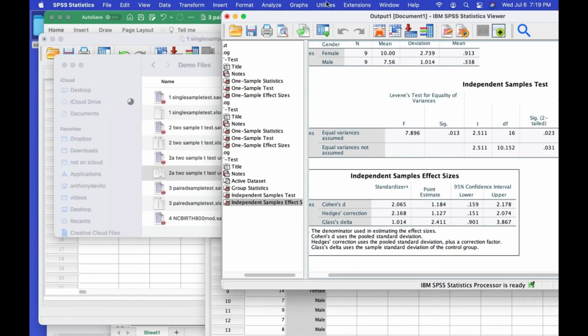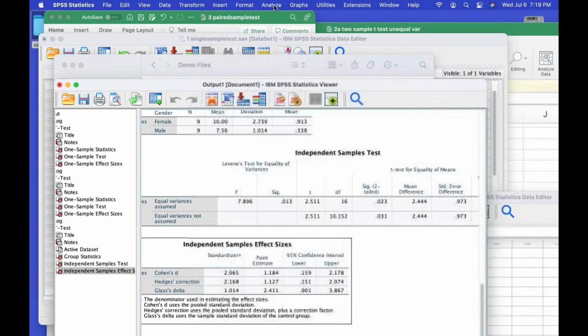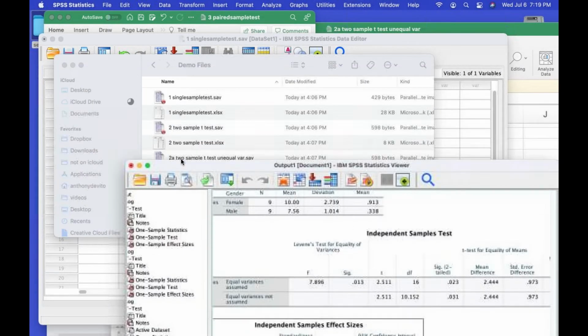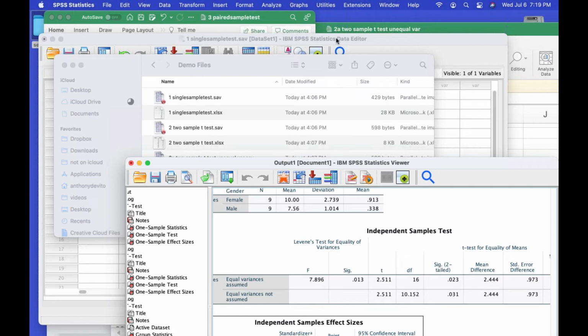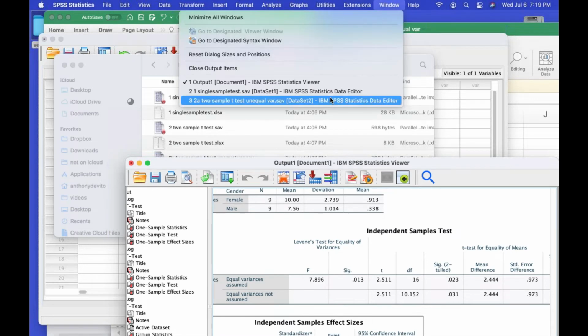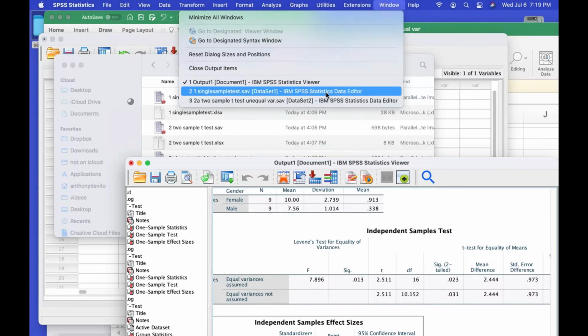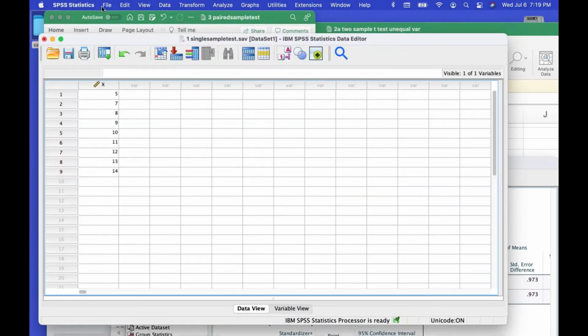So let me go back to my window here for the test I just opened. I should start closing windows here, right? Let me see here. I've got to move this thing out of the way so I can get to Windows. Did that single sample, two sample. I think I closed the window inadvertently. Let me try it again.